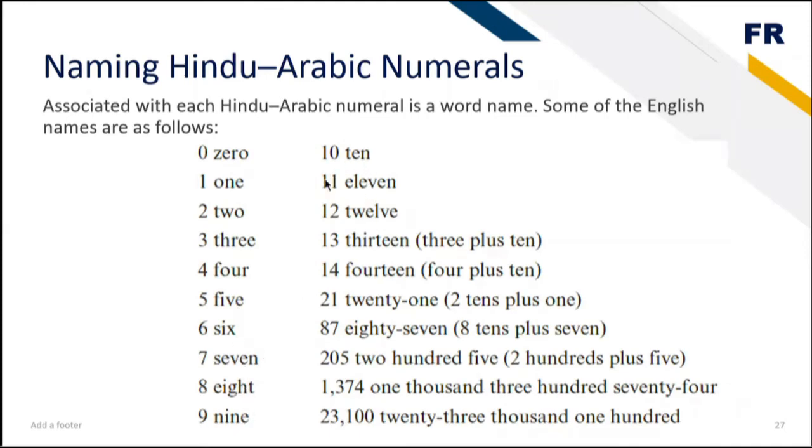So kapag naman pagdating na ng 21, so meron na tayong hyphen, 21, 87, and so on. And yung last natin, yung 23,100. So meron siyang hyphen yung 23.